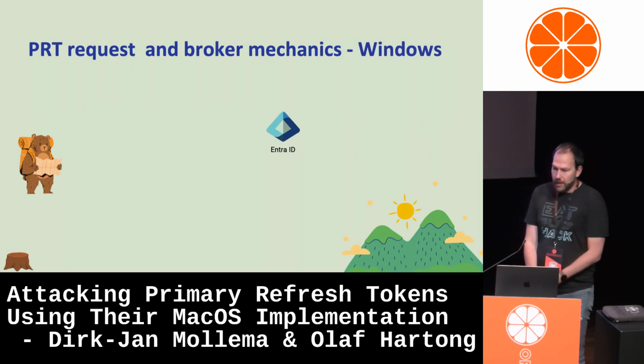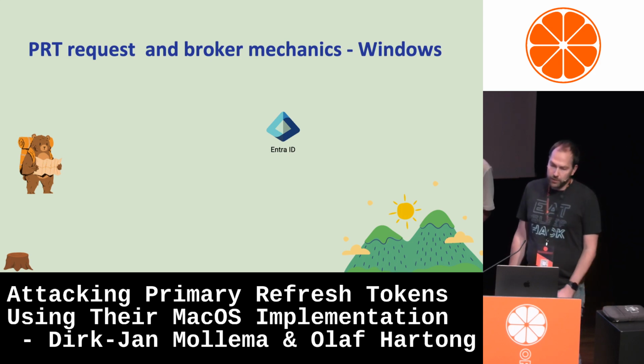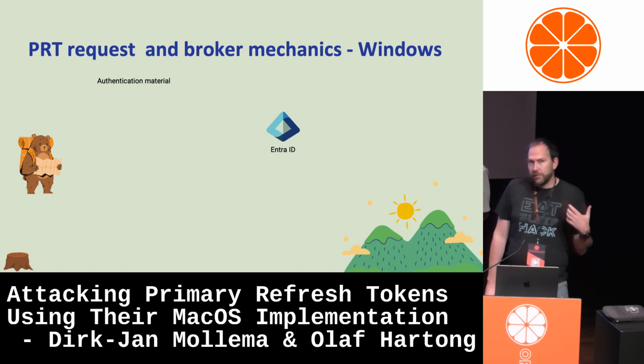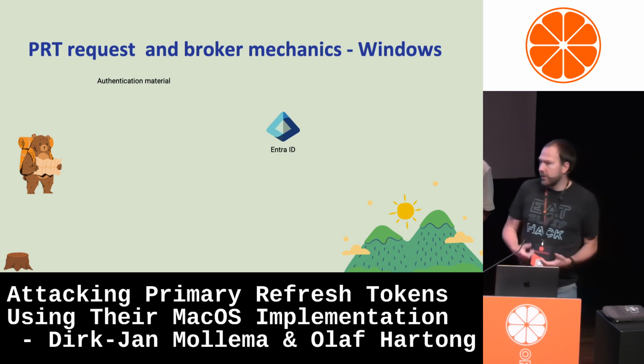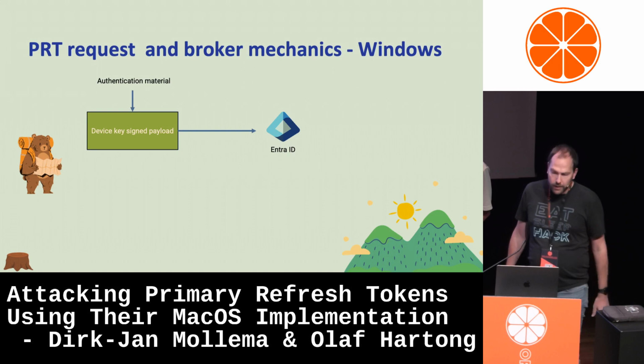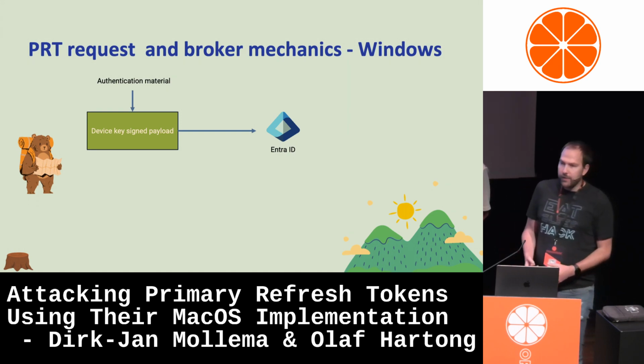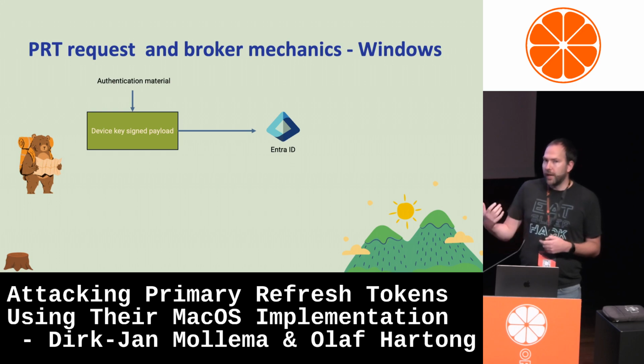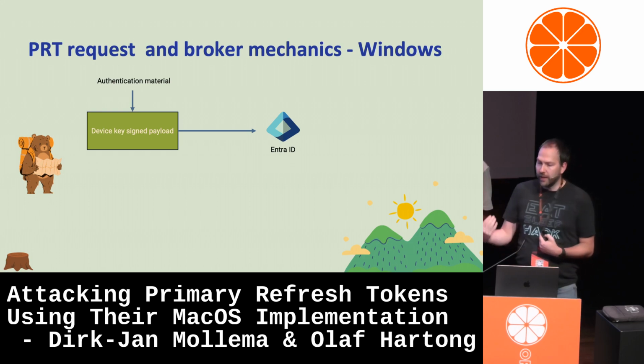So how does a PRT work on Windows schematically? Whatever we do, we start with some kind of authentication material. It can be a password, it can be something like a FIDO key. And with that, we authenticate to our Windows device. At this point, our Windows device will send a signed payload to Entra. So it signs with the private key of the device, so we prove that it is actually this device that is issuing this PRT request.